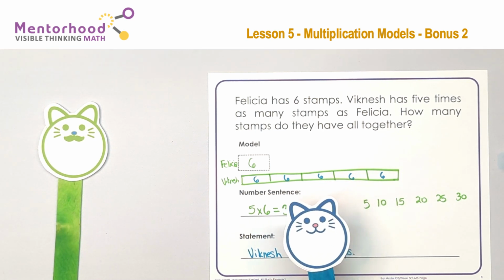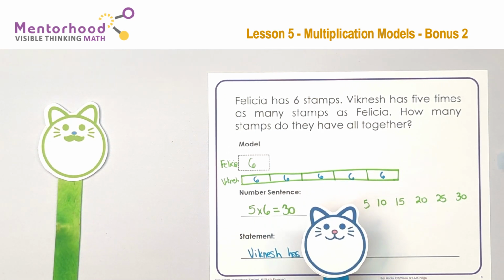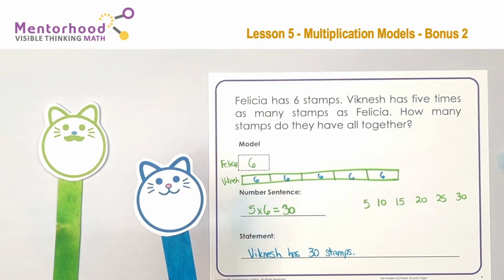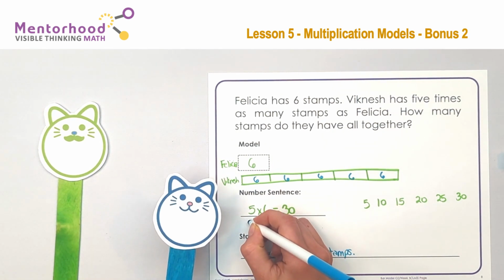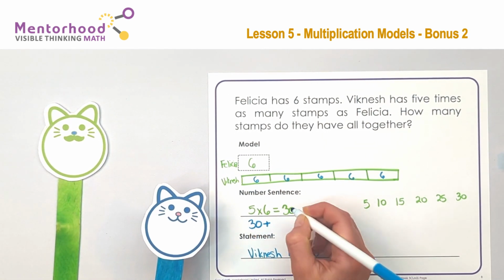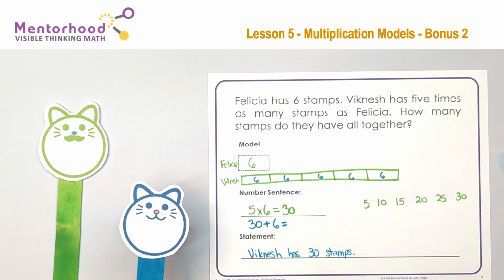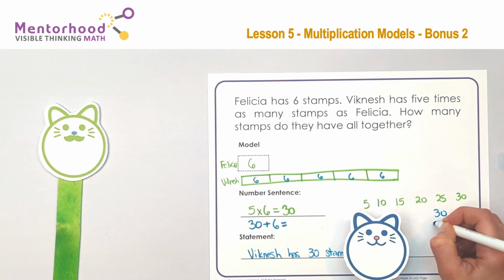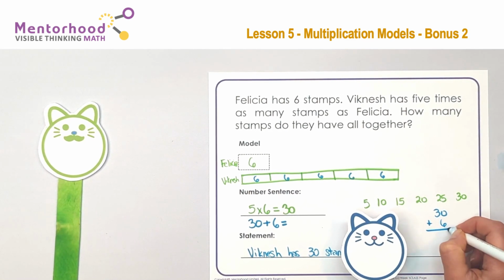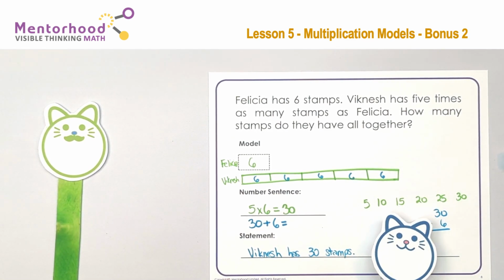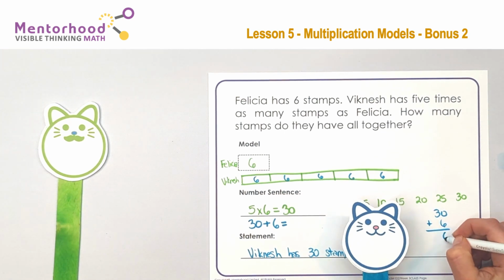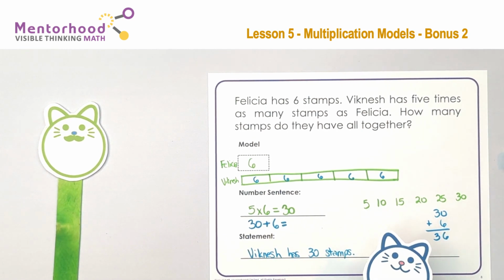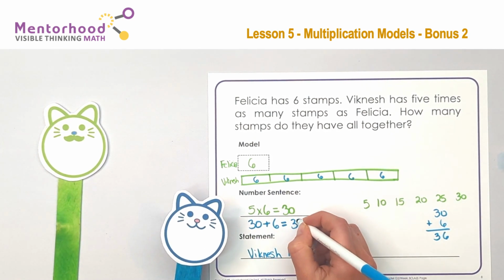So if I want to know how many they have all together, that sounds like addition or subtraction? Addition! Awesome! Let's write another number sentence. 30 plus 6 equals. All right, I bet I can solve that. 0 plus 6 is 6. 3 plus nothing is 3. Okay, so they have 36 altogether.